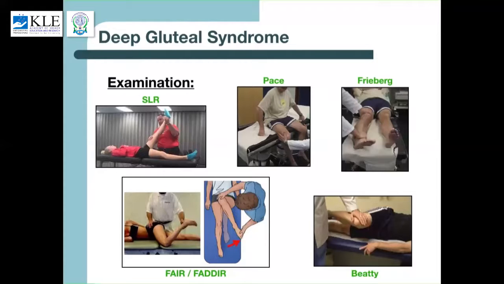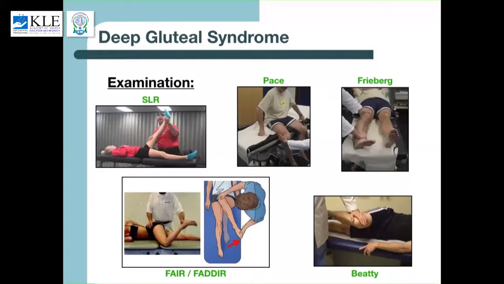If you look at the pace sign, the patient sitting over the side of the bed will experience pain or weakness with resisted abduction or external rotation. And just bear in mind, if it is a true piriformis syndrome, it is positive in a little under 50% of patients.